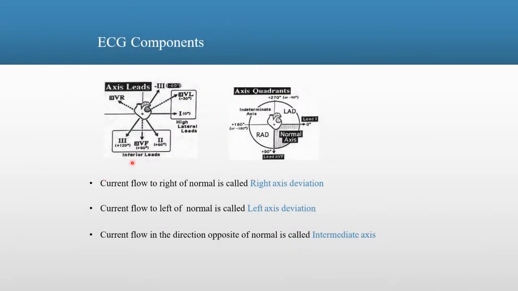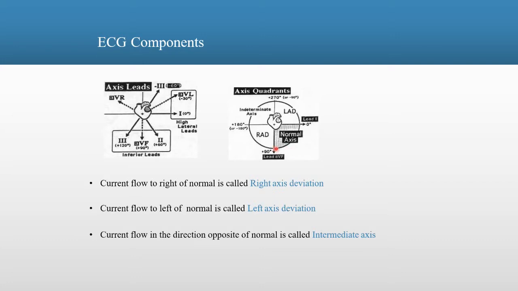To determine axis deviation, we will analyze leads 1 and AVF. By plotting vectors using axis quadrants, we can easily determine the total axis of the heart. A normal axis lies in the 0 to 90 degree quadrant as shown here.